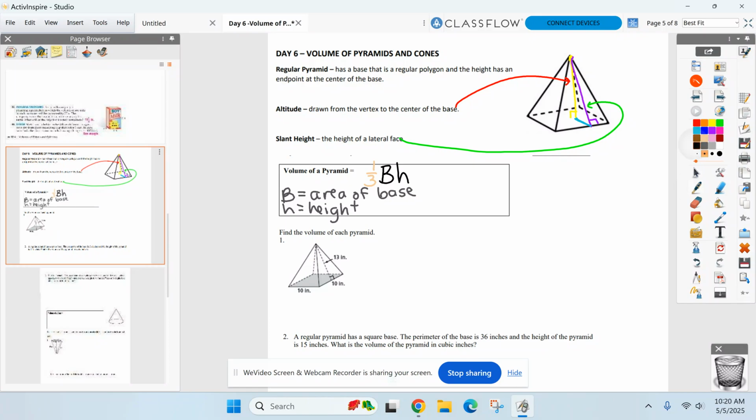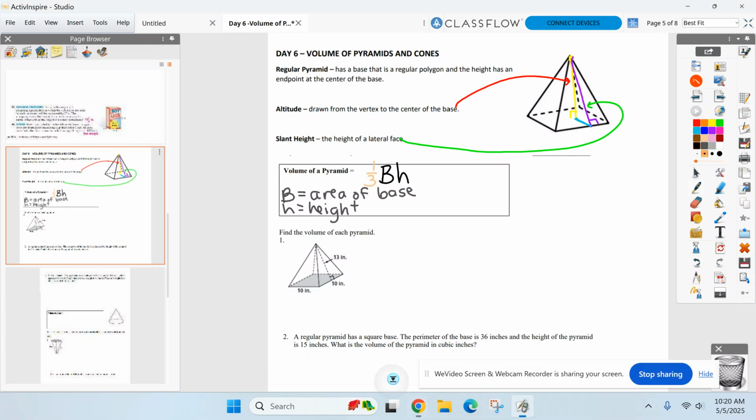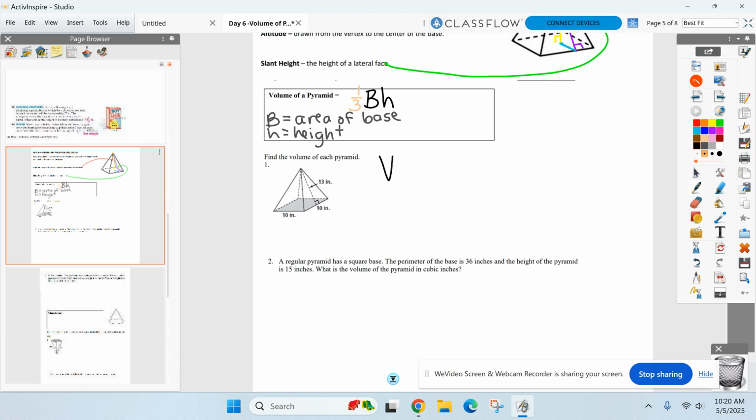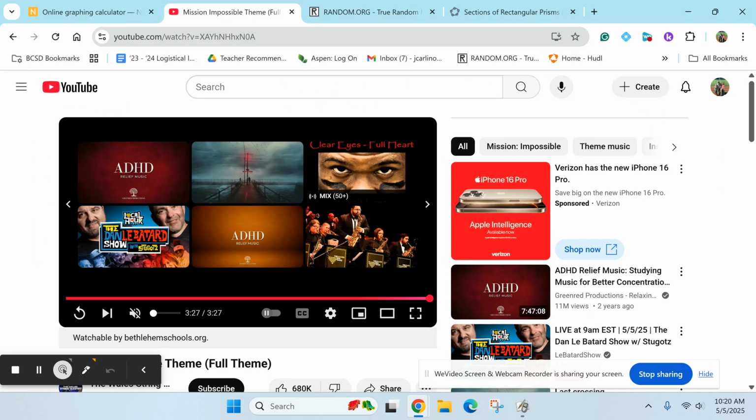Find the volume of this pyramid straight up here. So I go to my formula sheet, 1/3 BH. Let's talk about the area of the base with somebody in this class now. Remember, any base we assume is regular, so we're looking at a square here, right? How do you want to find the area of that base?